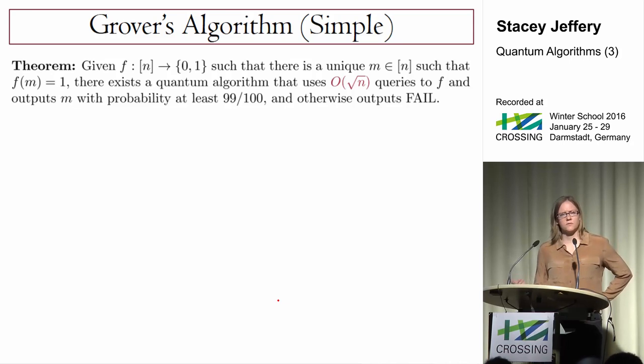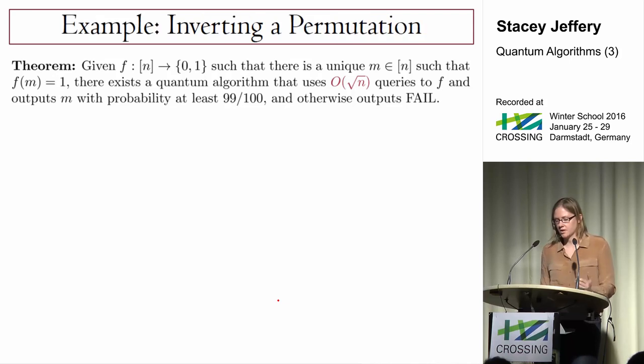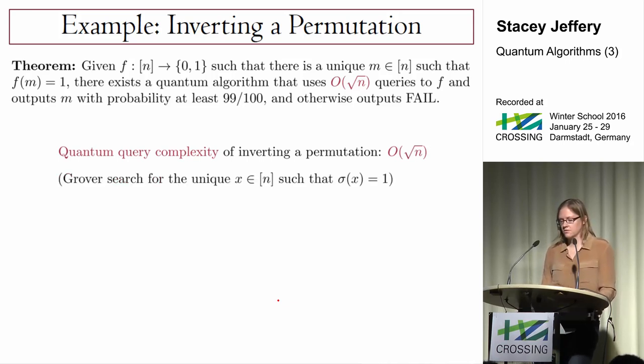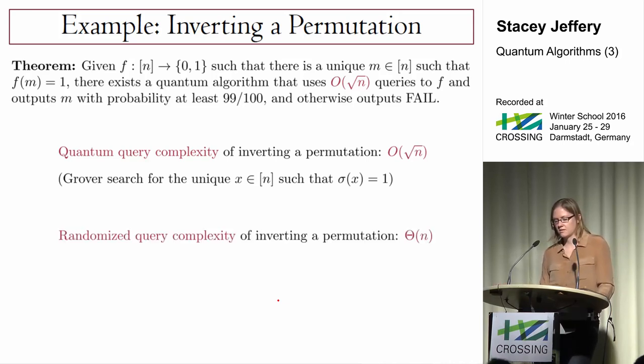Okay, but assuming that m is unique was for simplicity; this is not necessary. First, I'm showing an example. For example, inverting a permutation is already an example of a search problem where there is a unique marked element that you're looking for. You're looking for the unique x such that sigma of x equals 1, and so it follows that the quantum query complexity of inverting a permutation is the square root of n. You just use Grover search to find the unique x such that sigma of x equals 1. The best you could do classically would be n, so this is a square root speedup over the best classical algorithm.